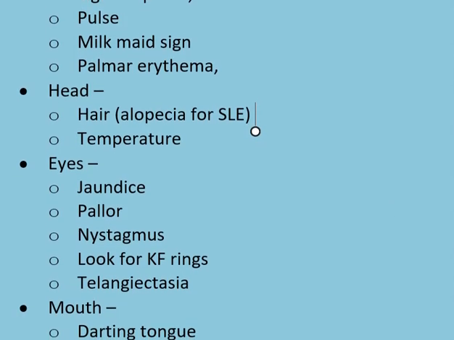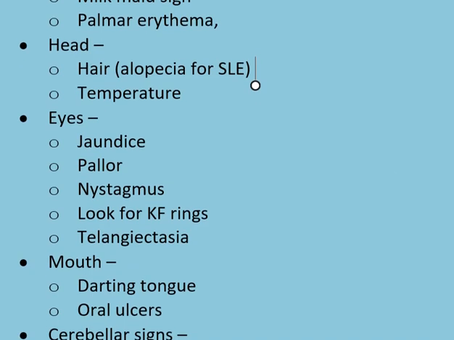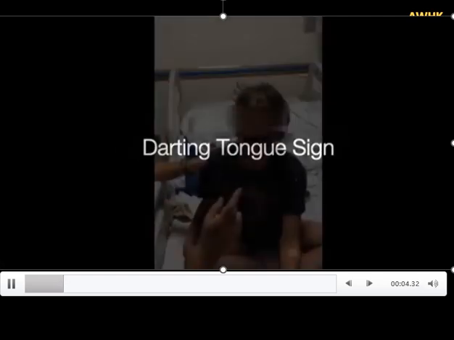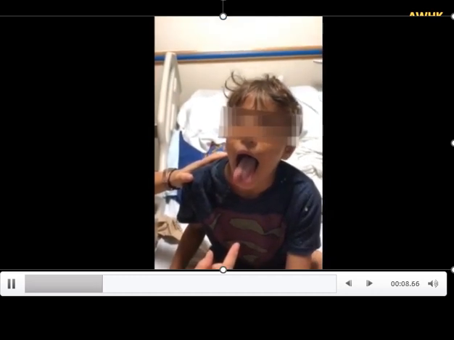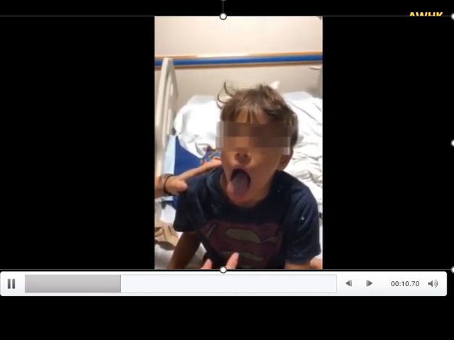Now, in the mouth, look for the darting tongue and oral ulcers. This is the darting tongue sign. See, the child is not able to keep the tongue in the mouth, he is trying to get it inside and out.